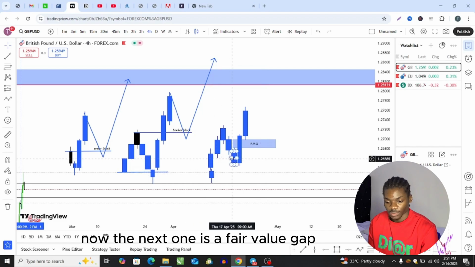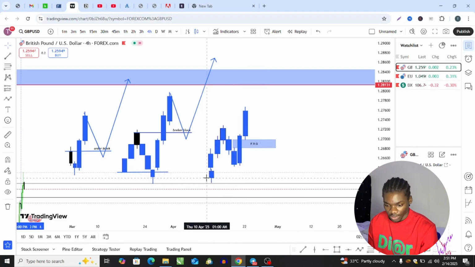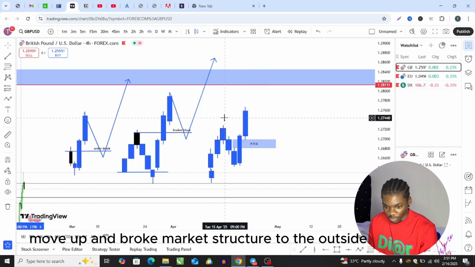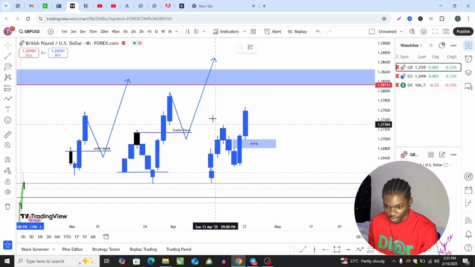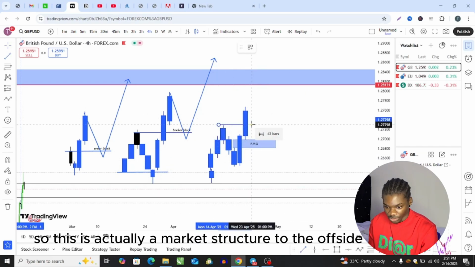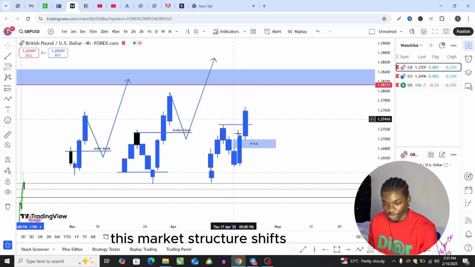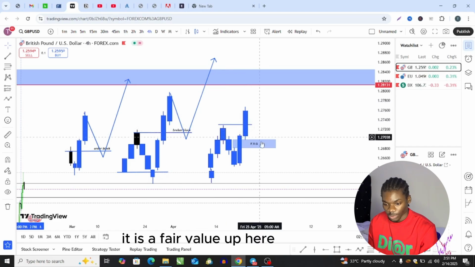Now the next one is a fair value gap. So you can see that price started from here, rallied up, came back again, moved up and broke market structure to the upside. So this is actually a market structure shift to the upside. Then a fair value gap formed below this market structure shift. So there's a fair value gap here.